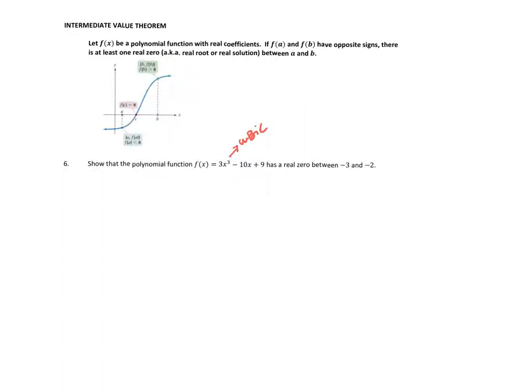And what the intermediate value theorem says is, if we have two numbers, we're going to call this A and B. So in this case, my A is -3 and my B is -2. If f of A has a different sign than f of B, then I know that my function will cross the x-axis. So let's look at f of -3. All we're going to do is plug in -3.